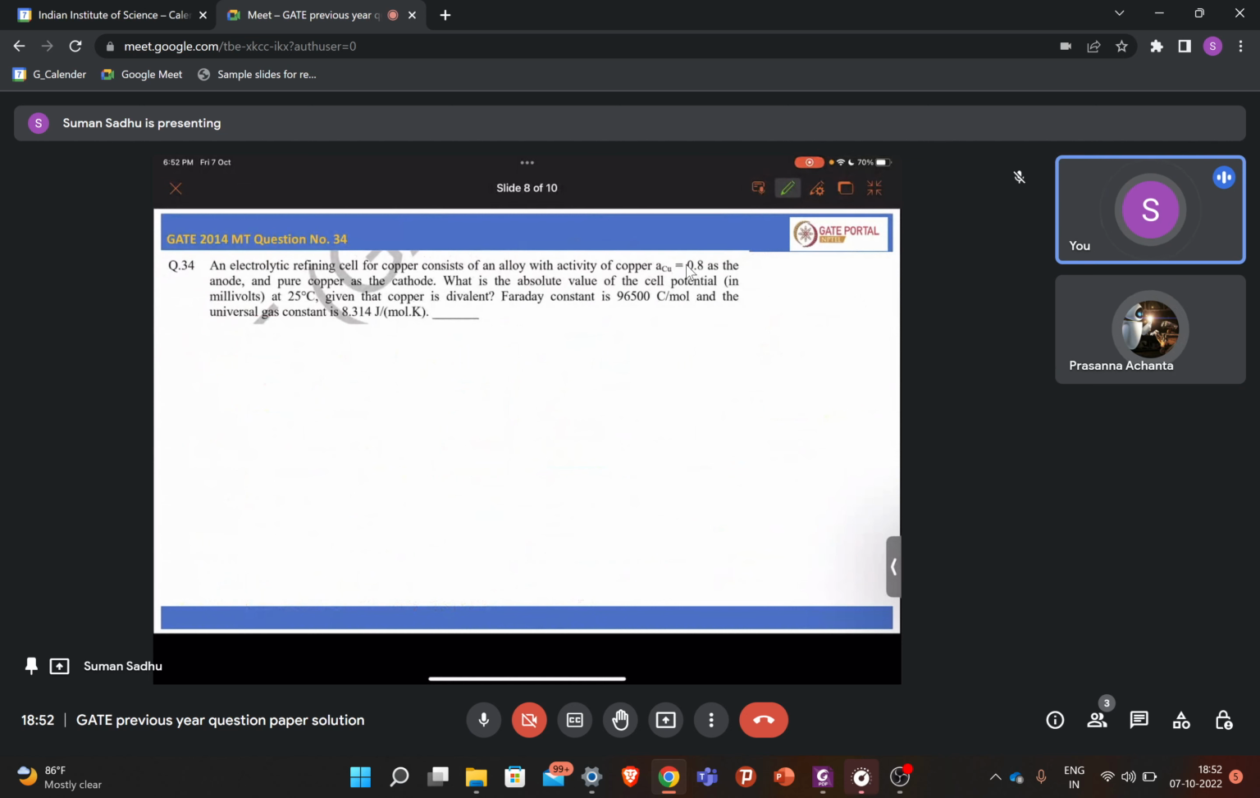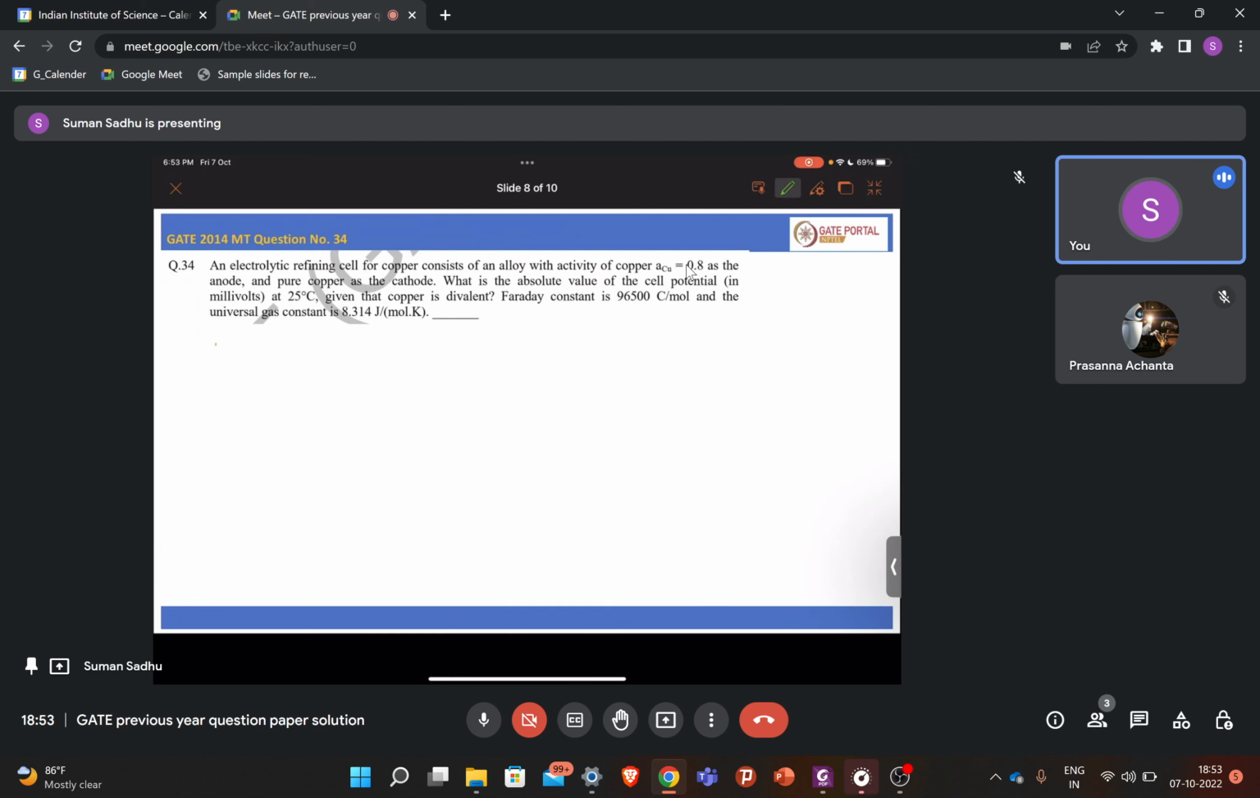Okay, now let's move to the next question. It's question number 34 of GATE 2014 Metallurgical Engineering. The question states that an electrolytic refining cell for copper consists of an alloy with activity of copper equal to 0.8 as the anode and pure copper as the cathode. What is the absolute value of the cell potential in millivolts at 25 degrees centigrade, given that copper is divalent? Faraday constant is 96500 coulomb per mole, and the universal gas constant is 8.314 joule per mole per Kelvin.